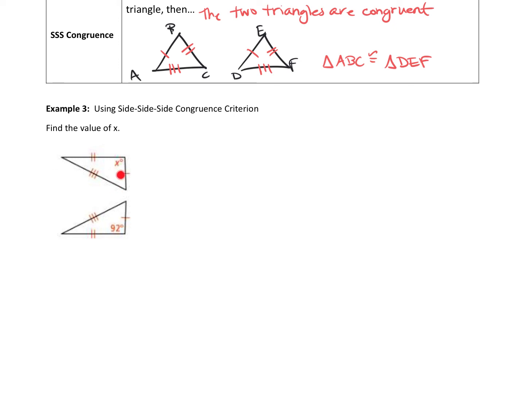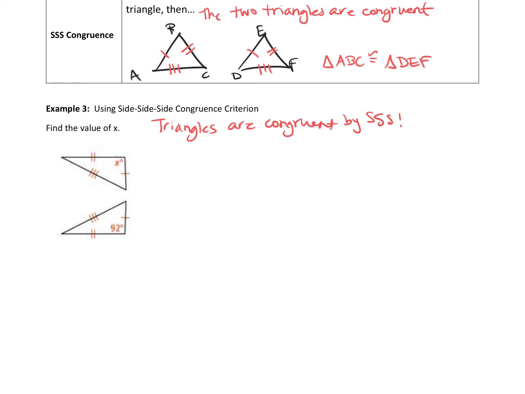This top triangle has a side congruent to a side on the bottom triangle. We have a second side congruent to a second side and a third side congruent to a third side. So that means that the two triangles are congruent by side, side, side. Oops. I started to write SAS, side, side, side. Okay, that means that all corresponding parts of the triangle will be congruent. So all corresponding angles will be congruent.